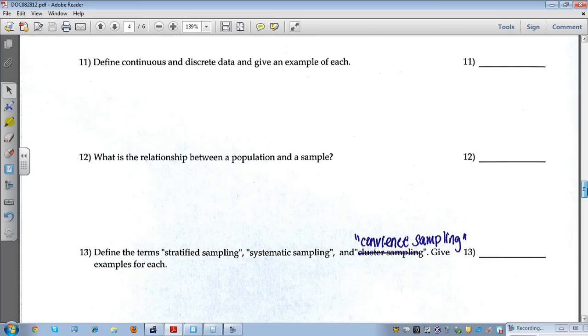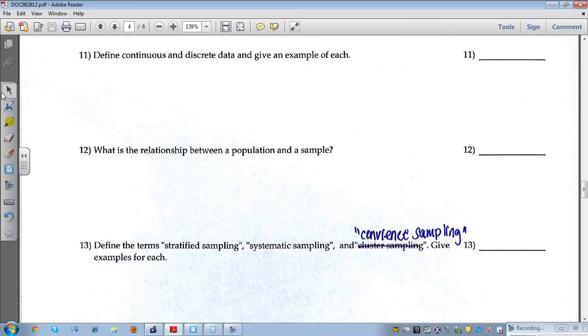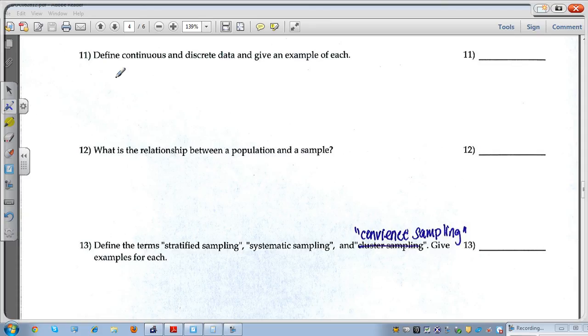All right. What's the difference between continuous and discrete data? Continuous data is basically you can have a fraction of something.